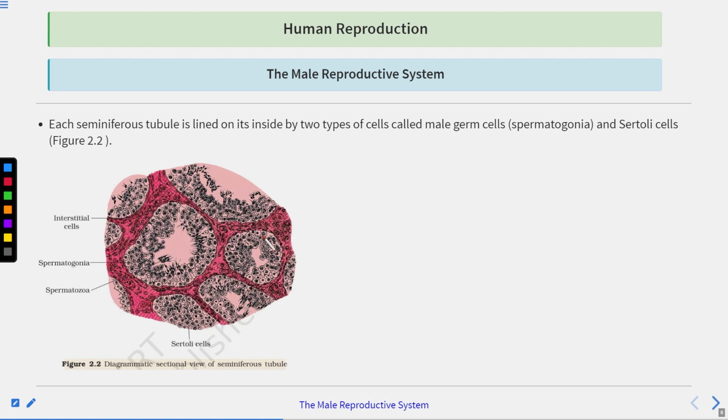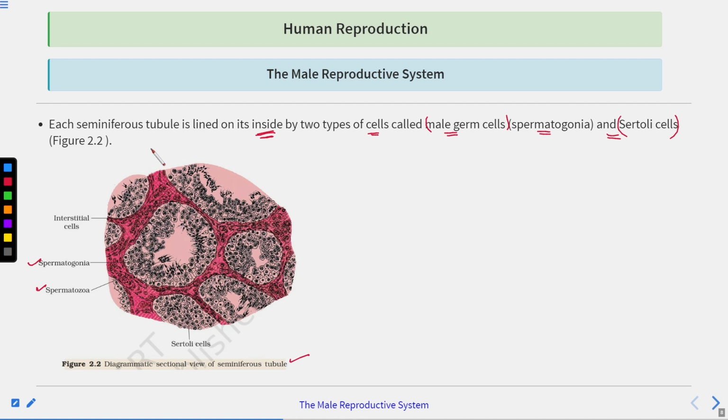Clear? Now, each seminiferous tubule is lined on its inside by 2 types of cells called the male germ cells, also known as the spermatogonia, and the Sertoli cells. This is a diagrammatic section view of the seminiferous tubule. What we have read is that each seminiferous tubule is lined on its inner side by spermatogonia as well as the Sertoli cells. Here you can see the spermatogonia, and here is the spermatozoa.